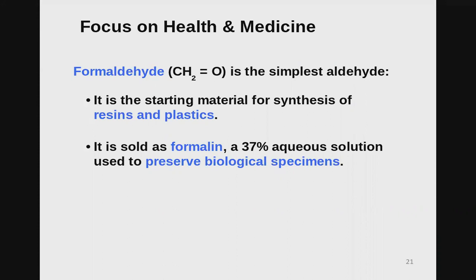First, it's used as a starting material for the synthesis of resins. Think of resin as something that hardens really tough, but is liquidy until you add something to solidify it. Think of almost like a tree sap, which is a type of resin. So formaldehyde is used for the making of plastics.